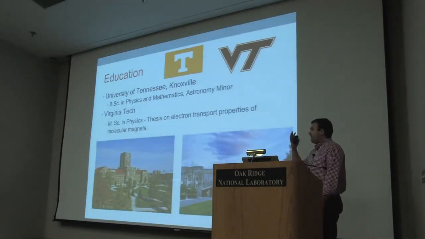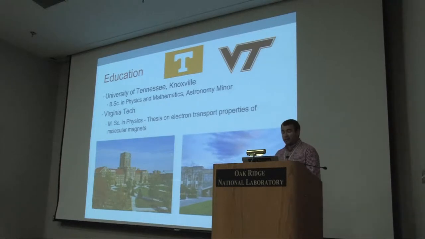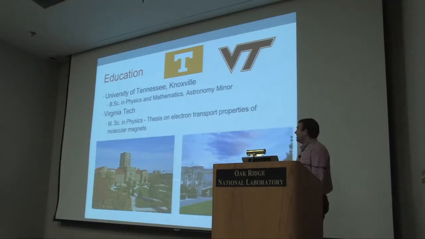So just quickly, I'm from Memphis, Tennessee originally, so I went to the University of Tennessee and got my bachelor's degrees in physics and math. I got an astronomy minor because I was interested in doing the astronomy lab. We got to go up on the roof at night and look at stars through telescopes. Just taking that one course basically gave me an astronomy minor with all the other courses I had to take. So I ended up getting that one kind of for free.